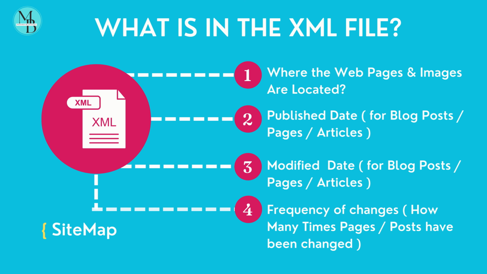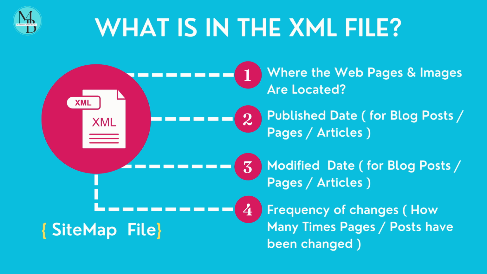Now what information do we provide in our XML file? First information, we provide the location of our web page or images. That is where our web page is located, where the images are located. This information is provided in the XML file.